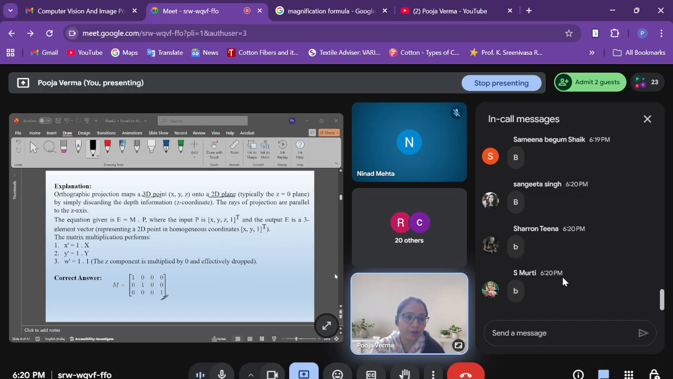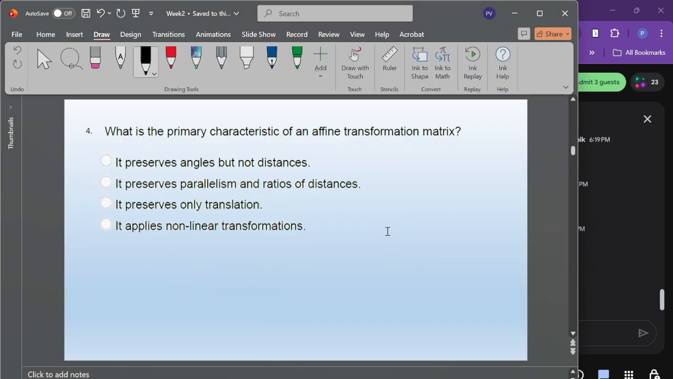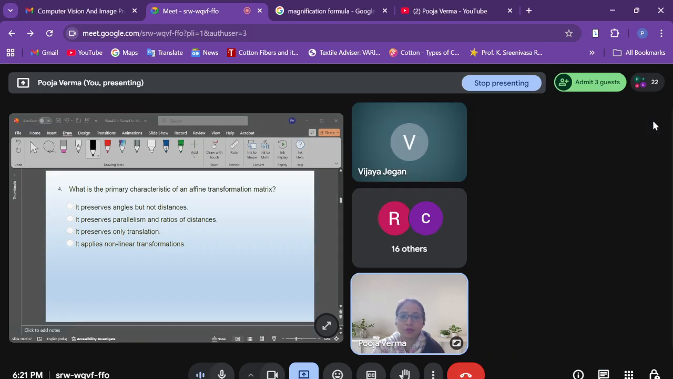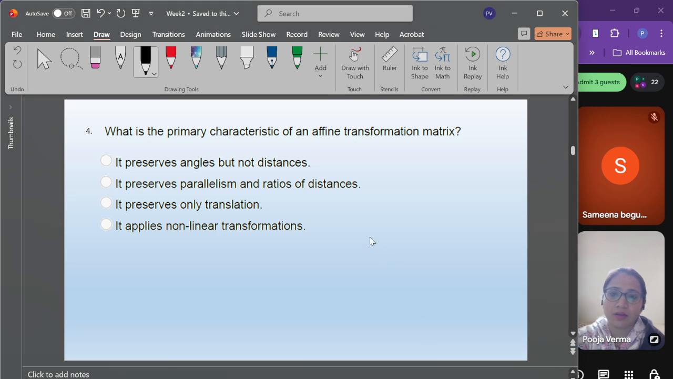Most of you have given the answer for the next question as well. So our next question was, what is the primary characteristic of an affine transformation matrix? Option B, most of you have given. Yes, option B. So let's see the detailed solution for this question.